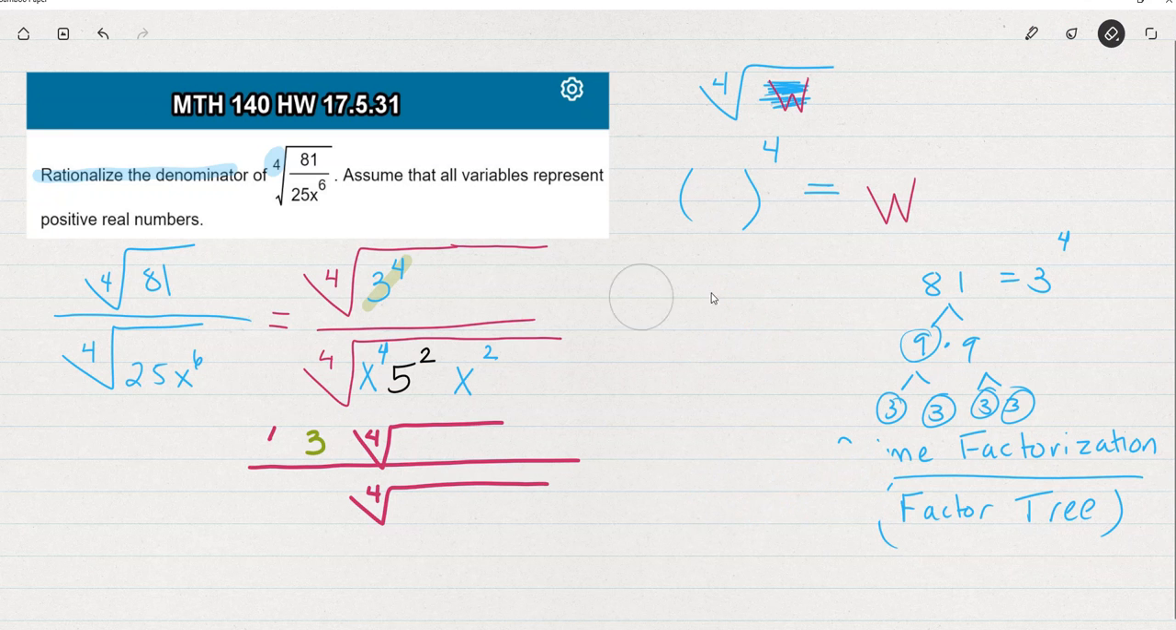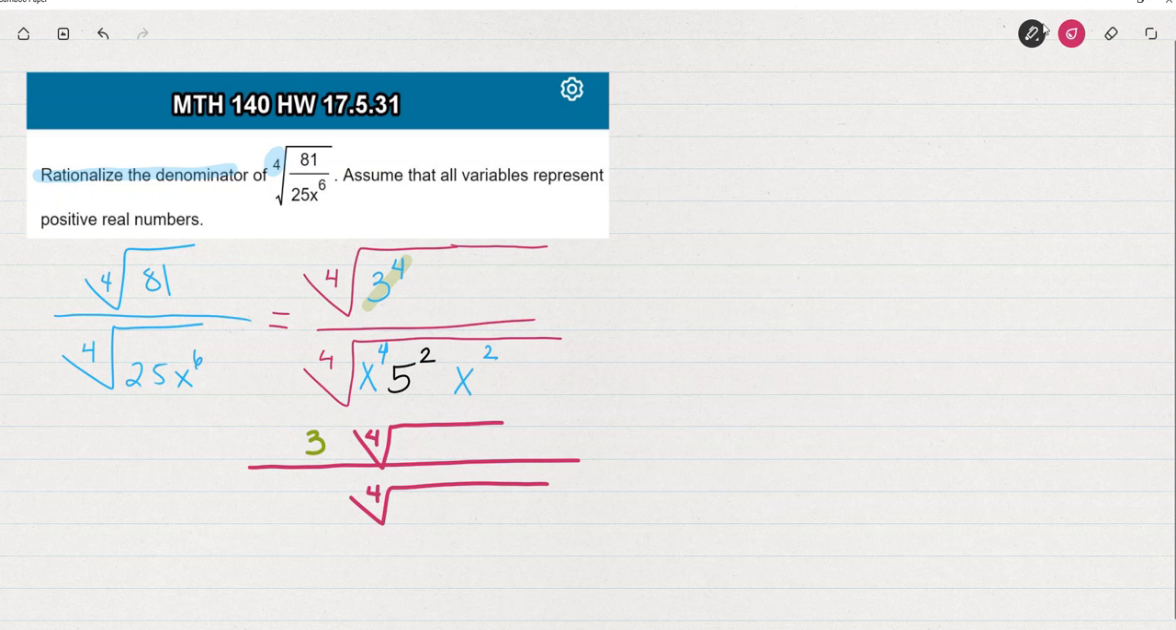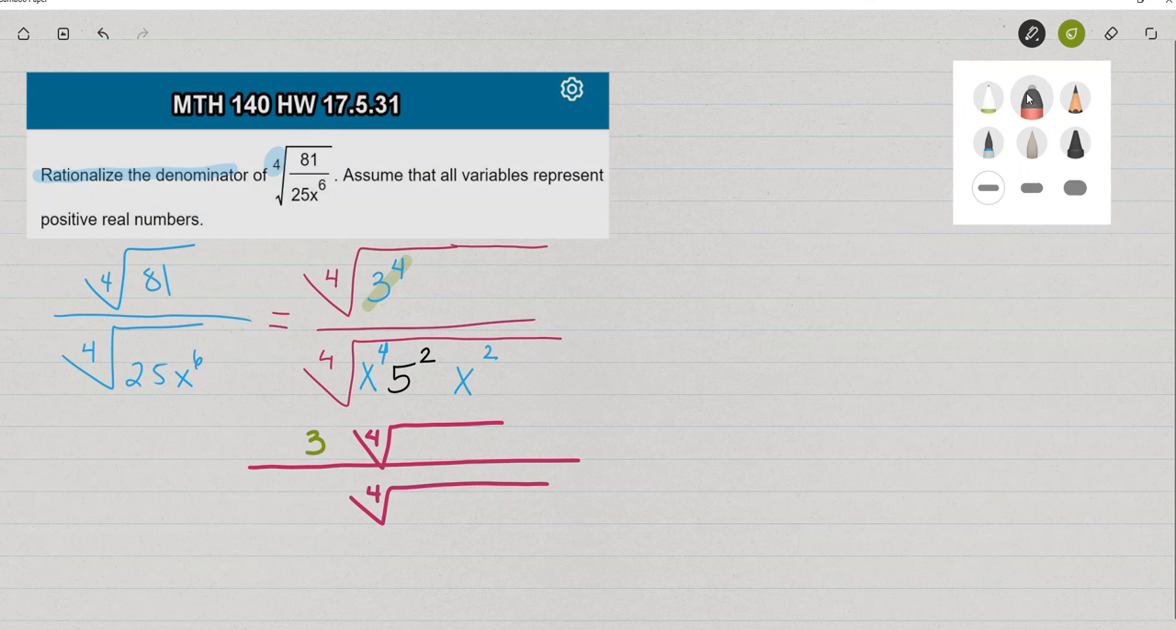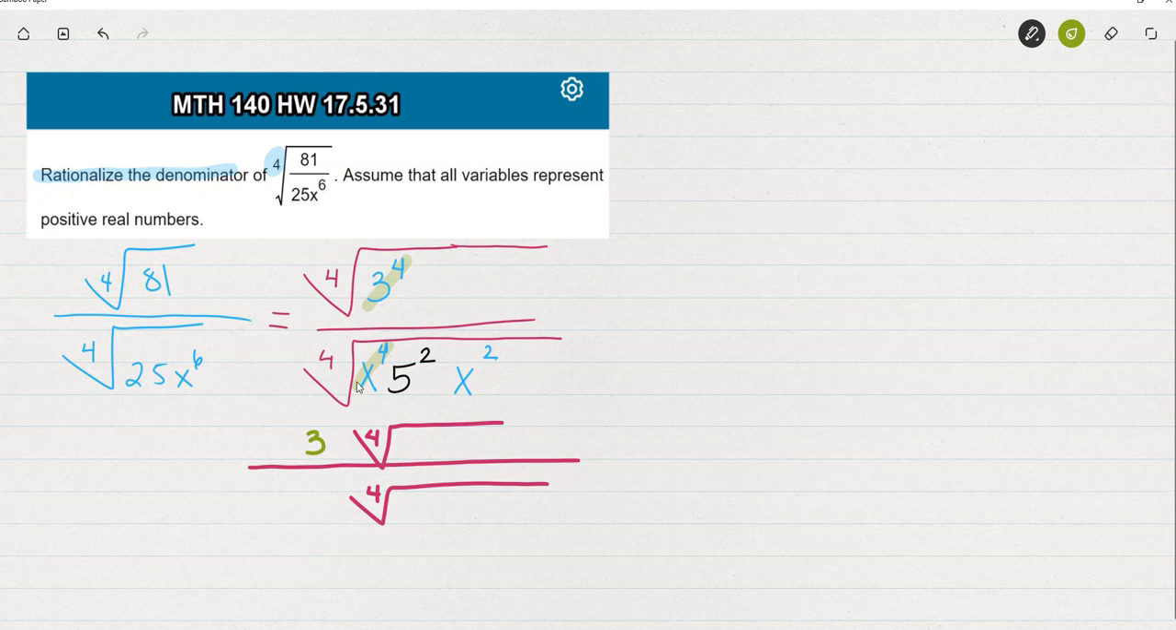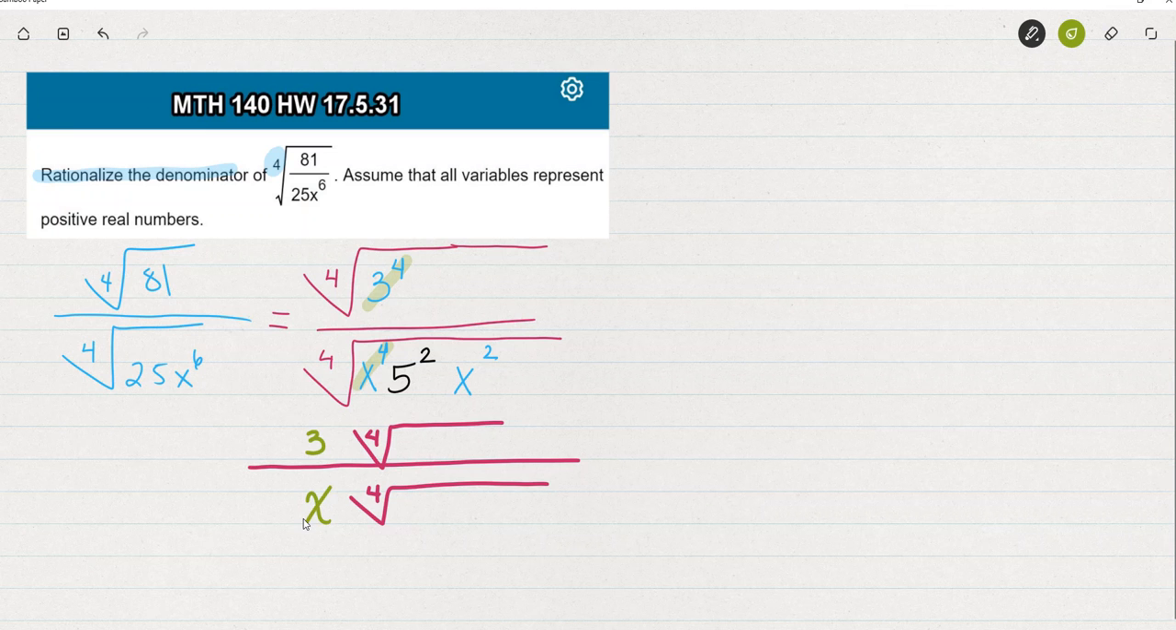Let me erase some of this side work over here on the right. But I'm removing this 3 because 3 to the 4th rooted is just 3. And likewise, x to the 4th rooted is x. So I'm simplifying a little bit as I go. So now I've got, you could think of it as a 1. It's not a 0. We've got a 1 in the numerator, 4th root of 1. And we've got the 4th root of 5 squared times x squared in the denominator.